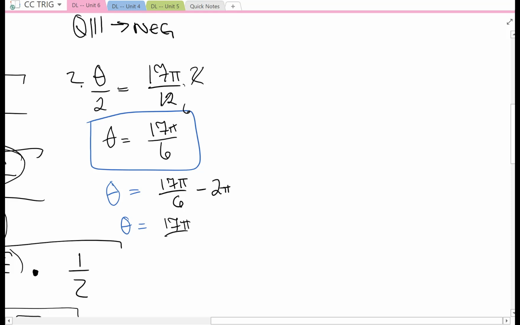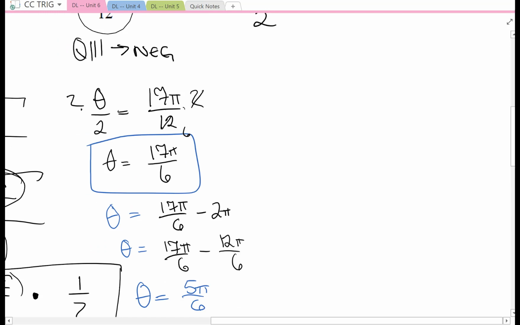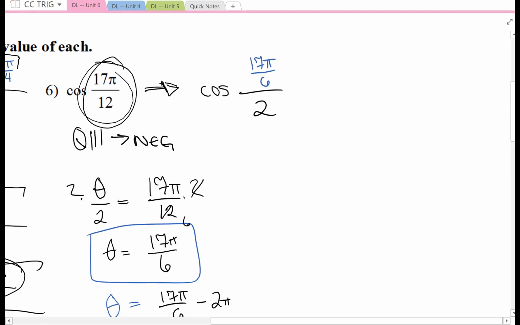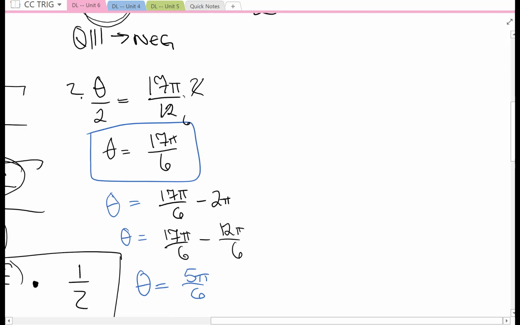We need to have common denominators to subtract, so over 6, this is 2 pi, so 12 pi over 6. Theta is equal to 5 pi over 6. I understand that if you put 5 pi over 6 over 2, you're not going to get 17 pi over 12, so it feels like it's not correct. But the actual values at that angle are the exact same, because 5 pi over 6 will give you all the same trig values as 17 pi over 6 because it's in the exact same spot.